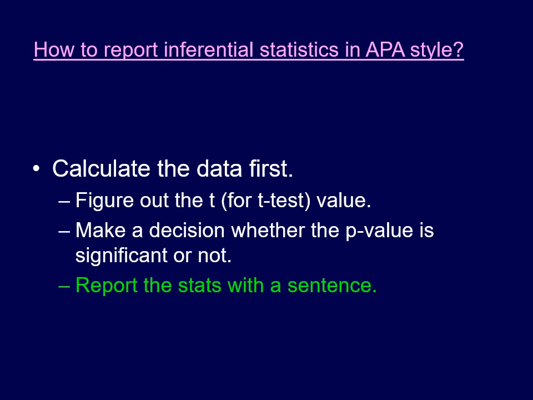Now, how do you report the inferential statistics in APA style? Well, first you need to calculate the data. So you want to figure out the t-test value, okay? And then you make a decision whether the p-value is significant or not. And then you report the stats with a sentence. You do this exactly the same way that you did in your statistics lab, in which you had to interpret the data, okay?